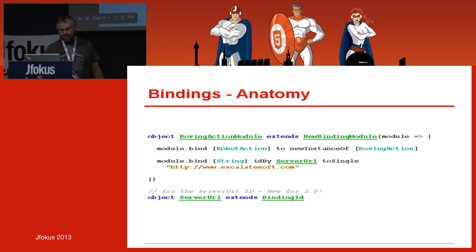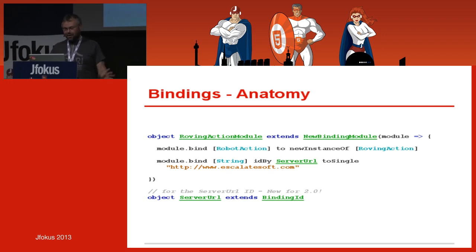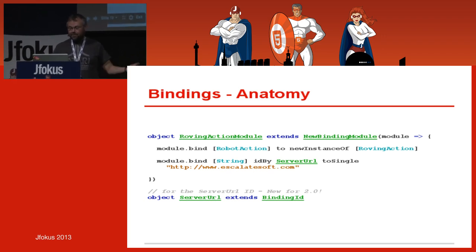So that's the anatomy. You have binding, the type, optionally an extra identifier so that you can tell the LDAP server URL from the MySQL server URL in the case of a string, and then the thing that it's bound to. And they all look like that.